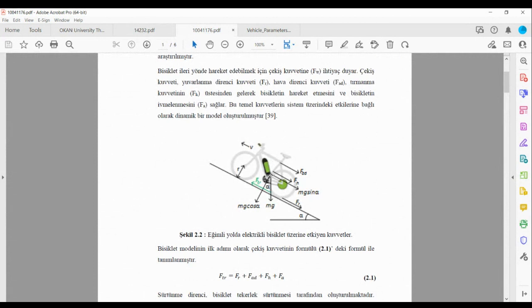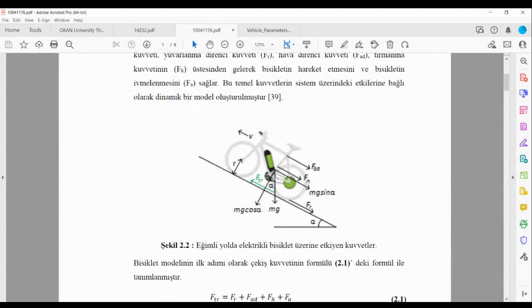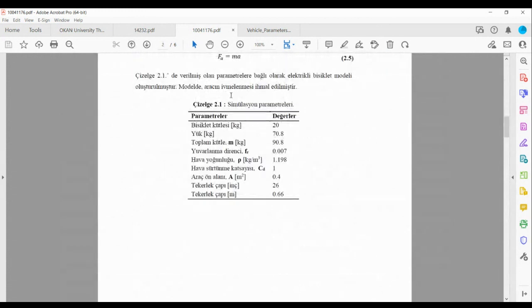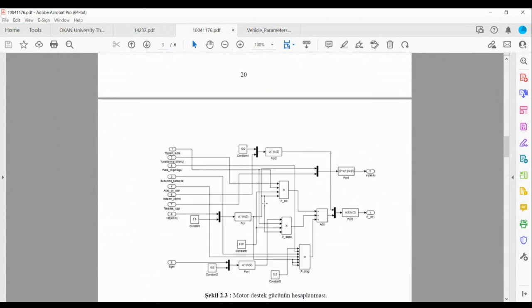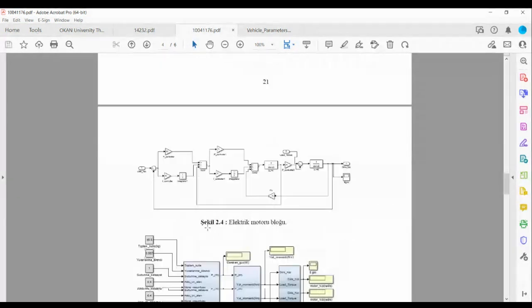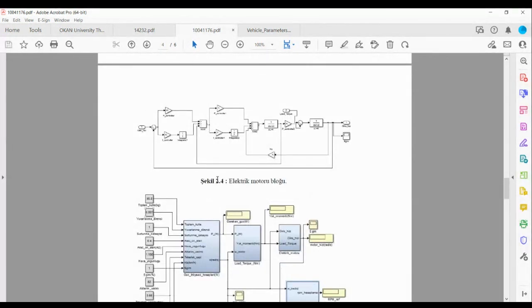Same things, but I just want to show you the simulation. For example, this is a bicycle-like vehicle. It's just one-dimensional. We have the same equation. This is your vehicle dynamic model. You will design it like this one. This is your midterm project. Okay, this is your motor.